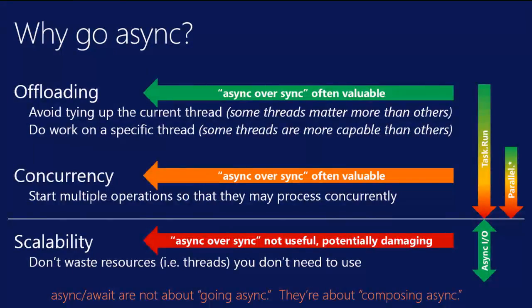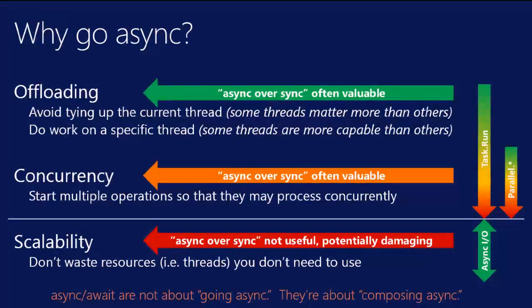And so the key to remember is that async and await as keywords are not about going async. Just putting them on doesn't make things async, right? It doesn't get you any of these qualities by itself. They're about composing these asynchronous constructs that you're calling into, the download methods you're calling, calling APIs like Task.Run and being able to await it so you can compose over all of these different background threads and or the background work that you're kicking off, right?